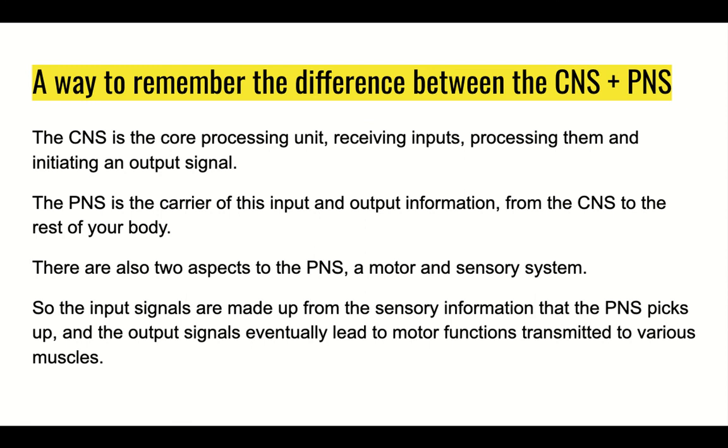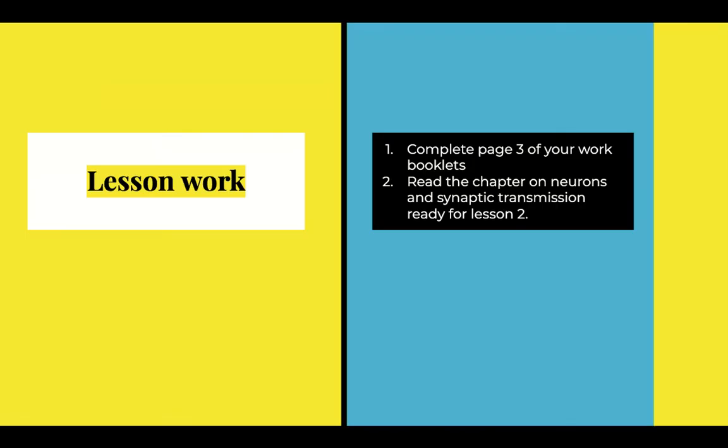And obviously we know there are two aspects of the PNS, a motor and sensory system. So the input signals are made up from sensory information from the PNS, and the output signals eventually lead to motor functions transmitted to various muscles. So hopefully that summarises the core lessons and the differentiation between CNS and PNS in this lesson for you.